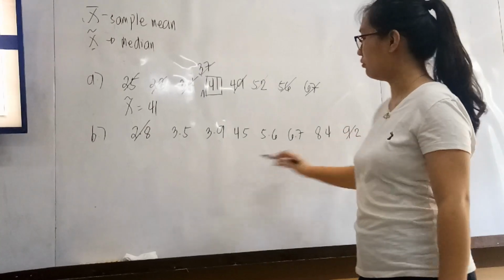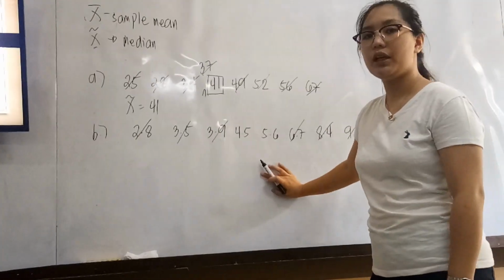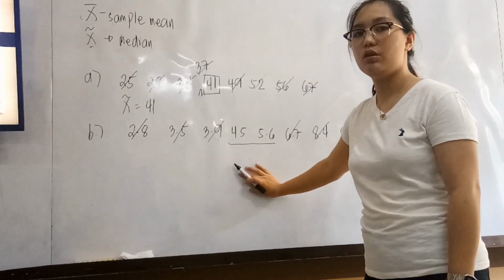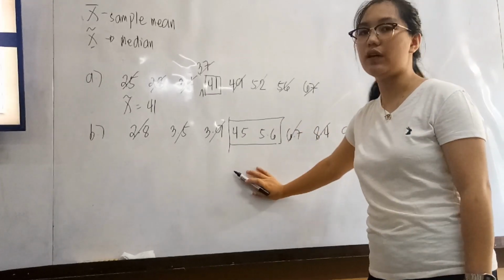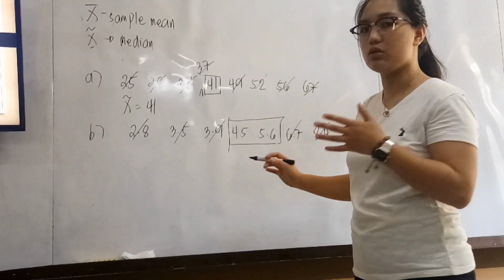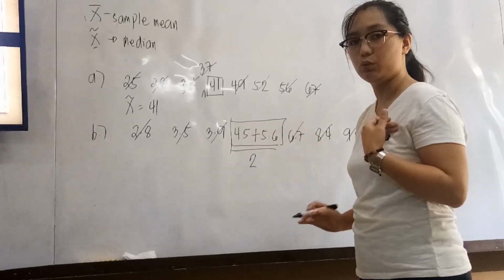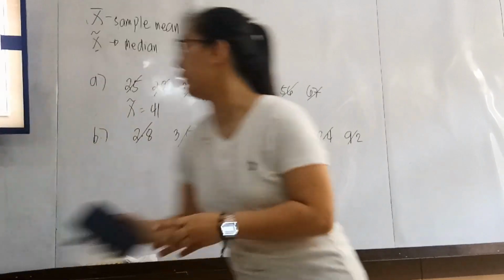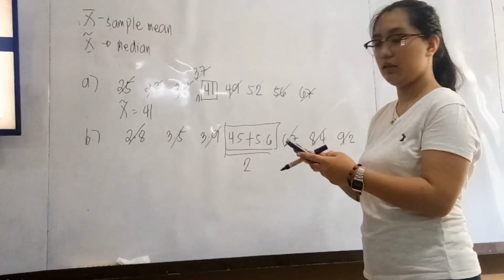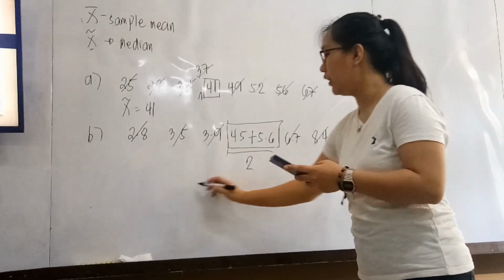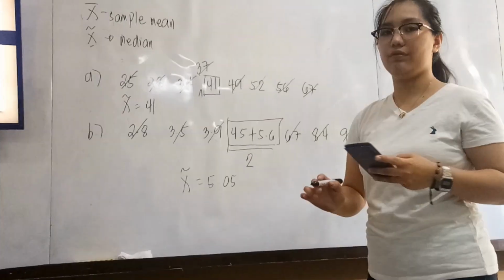So, let's cross out the pairs. We're left with two values. In order to take the median, if you have two values as your middlemost value, all you have to do is take the average. So add these and then divide by 2. Gawin natin. Let's have 4.5 plus 5.6 divided by 2. We have median to be 5.05.